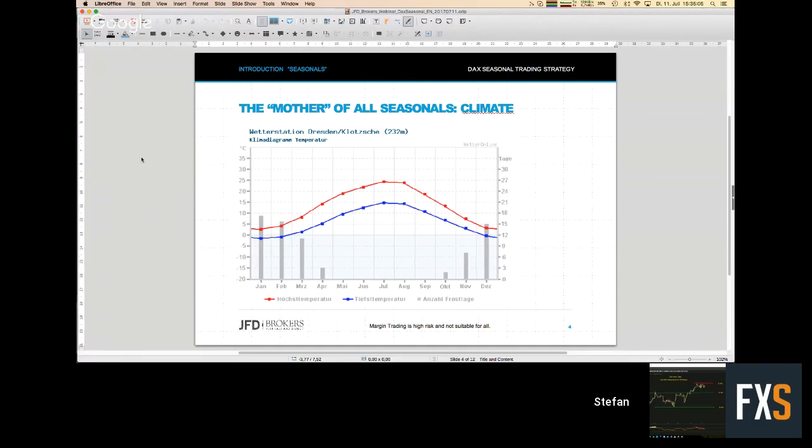But first of all, seasonals in general. Just a quick introduction to seasonals. And that slide here is a little bit funny maybe, because I called it the mother of all seasonals, and that's indeed not related to trading. The mother of all seasonals is indeed the climate itself. And what you see here is simply the weather data for where I live, in Dresden. Of course you see the temperatures, the high temperatures in red and the low temperatures in blue. And as expected, in summertime we have the highest temperatures, and in wintertime we have the lowest temperatures.